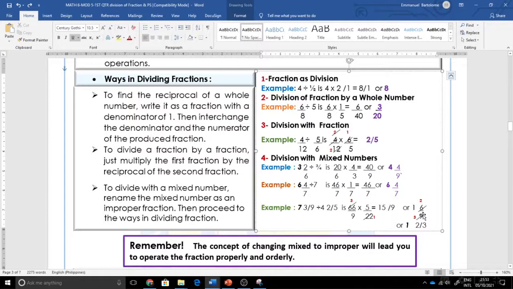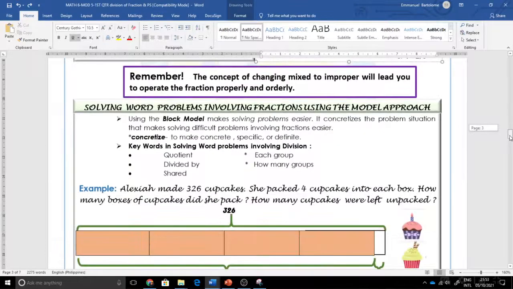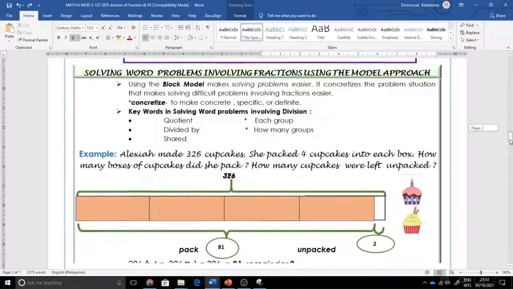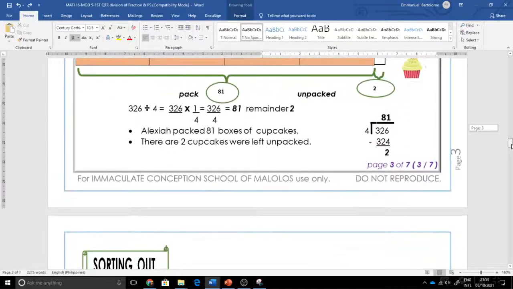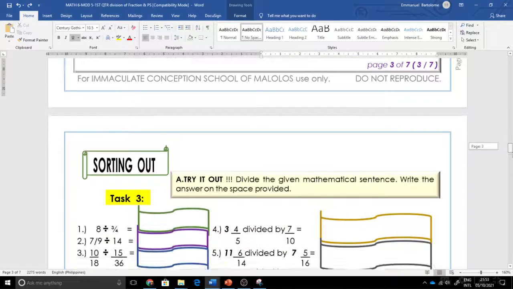Remainder of 6 over 9. So, simplify 6 over 9, it is 1 and 2/3. So the final answer is 1 and 2/3. Ganun po. Okay? Always remember to change the mix to improper first before you change it to reciprocal. Okay?